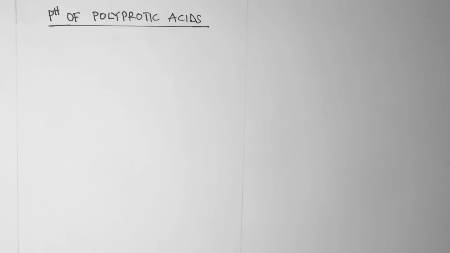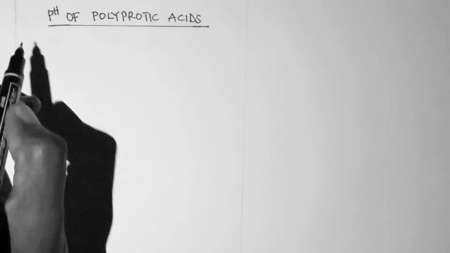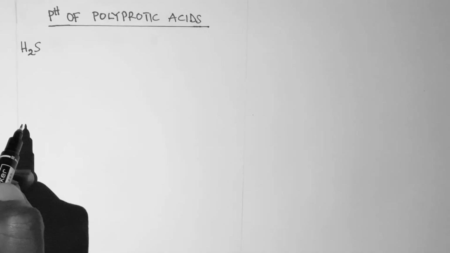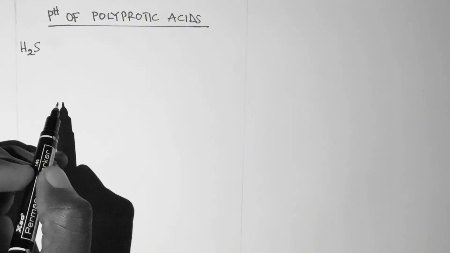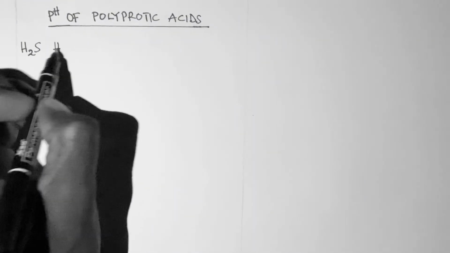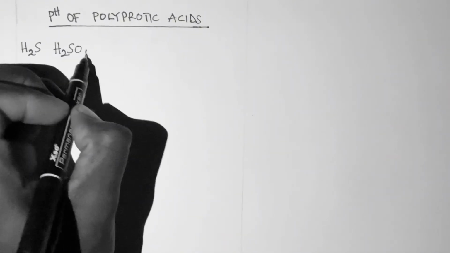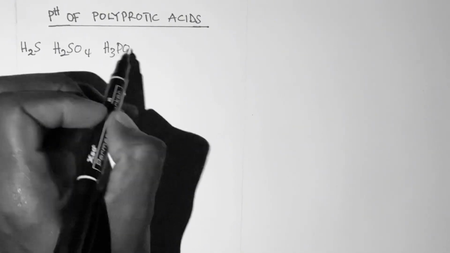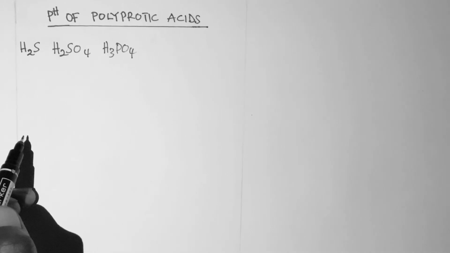In this video, we are going to talk about the pH of polyprotic acids. A polyprotic acid is an acid that contains more than one proton. So, for example, H2S, hydrogen sulfide, is an example of a polyprotic acid. Another example is H2SO4, which is sulfuric acid. And phosphoric acid is also a clear example of a polyprotic acid.